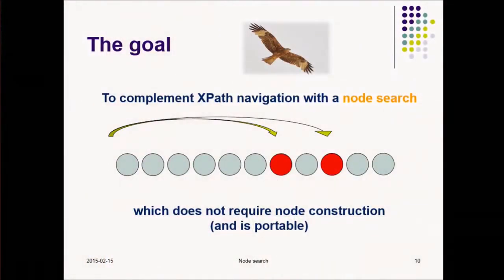So, problem understood, goal implied. I would like to complement XPath navigation with a node search which does not require prior node construction and which is portable. I want to be like an eagle, see the nodes I need and seize them. I do not want to be like a chicken which runs along the ground, picking at each node until it finds a grain.